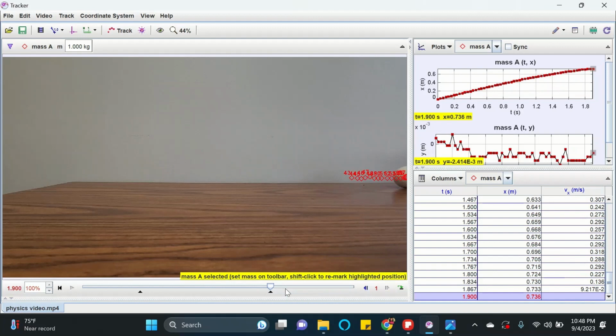And so we can see that the recording was about 1.9 seconds, and we started off with an initial position indicated here, which is about 0. And indicated by this point here, we can see that the initial velocity was about 0.424. This indicates the x component of the velocity, since the object is only moving in the horizontal plane.